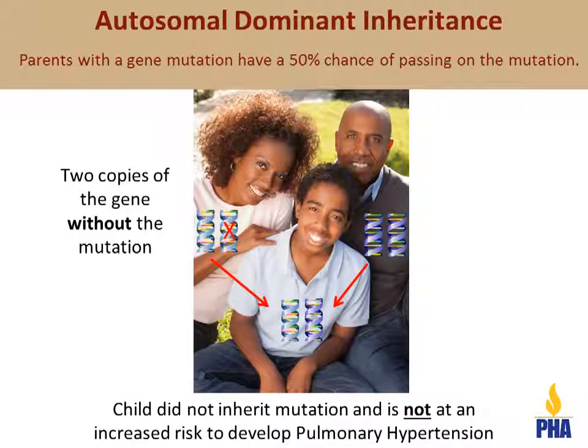In this example, the child did not inherit the BMPR2 mutation from his mother. He has 2 copies of the gene without the mutation, and therefore he is not at an increased risk to develop pulmonary hypertension.